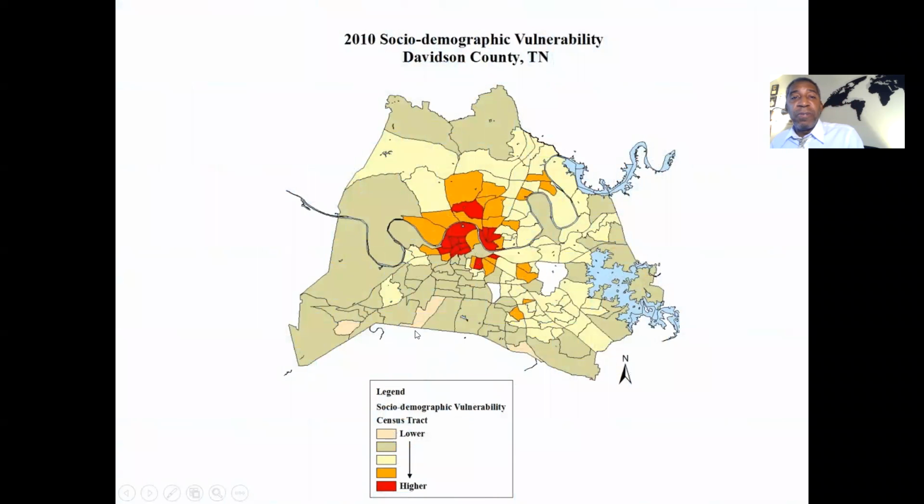So this is one of the first maps. This is the socioeconomic vulnerability, social demographic vulnerability. And so the red regions are those that have the highest vulnerability. In that red area right in the center, that's the 37208 zip code area. So that's exactly what we expected. But this is just looking at socio-demographic factors. This is not all of the factors that we utilize.